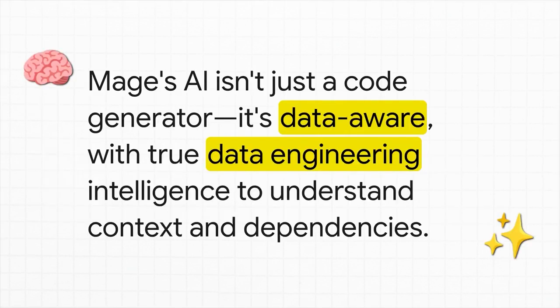Now, this is the most important part to understand. This AI is not just a generic code generator like you've seen elsewhere. It is data aware. What does that mean? It means it actually understands your data schemas, your table structures, and your pipeline dependencies. So it won't just suggest some random Python code. It'll suggest a SQL join that it knows makes sense for your specific tables. It has real domain-specific intelligence.